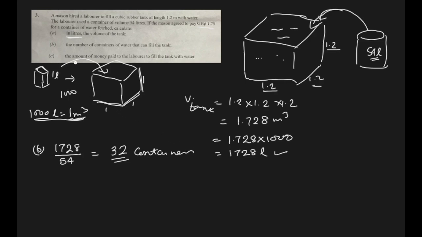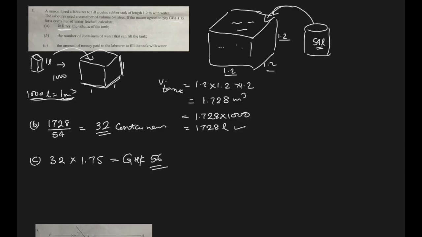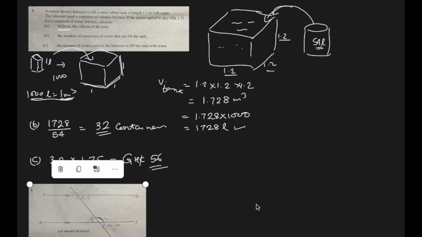Okay, see the amount of money paid to the laborer to fill the tank. So for every container it was how much? 1.75 Ghana cedis. So 32 times 1.75 will be the total payment made to that person, and that will be 56 cedis. So it will be Ghana cedis 56. Moving on to question number 4.